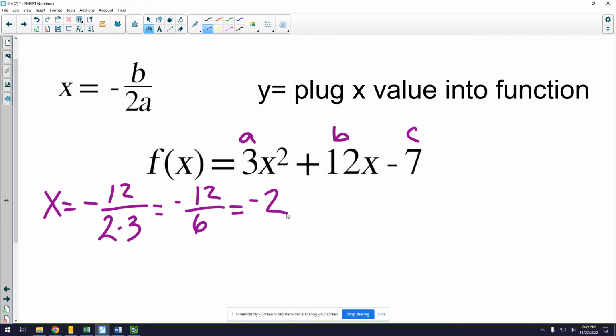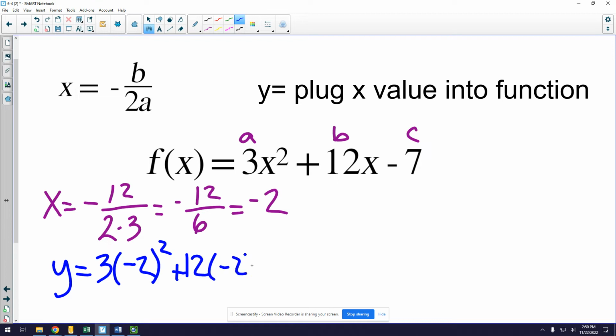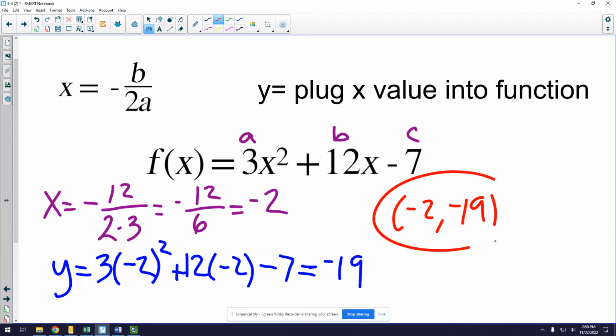Now to find the y value, I'm just going to take that number and plug it in to my function. And I don't need you to show me all of the work of how you get that answer. Once you have that, just type it in your calculator, just like that. So you get negative 19. So your vertex for this function is negative 2, negative 19.